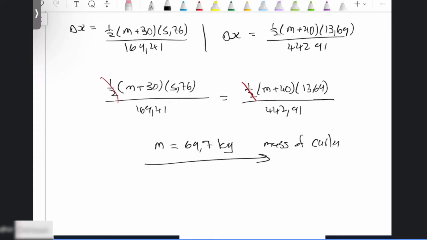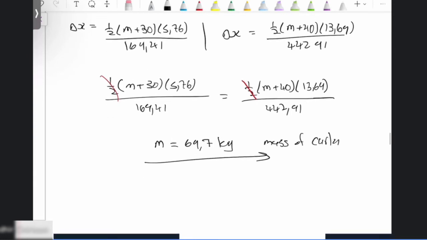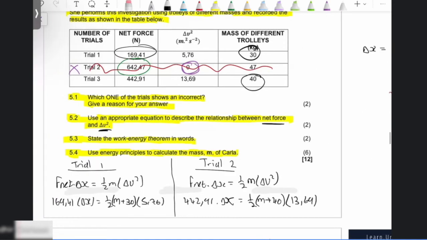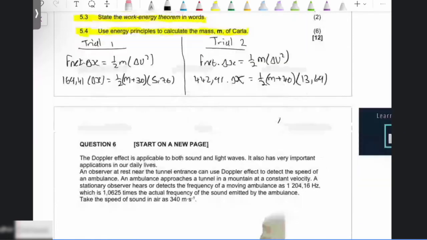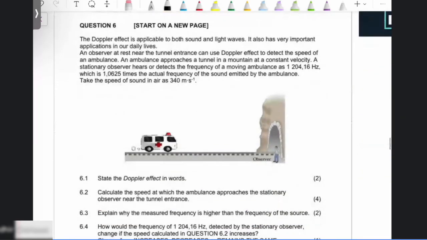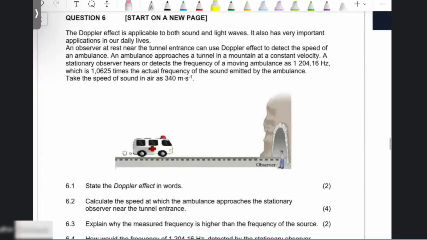Okay, guys, let me know if you want me to run through this experiment again, and then we can go through it, yeah? I didn't even realize 5.4 was going to be this intense. Yeah, very different. Okay, question 6.